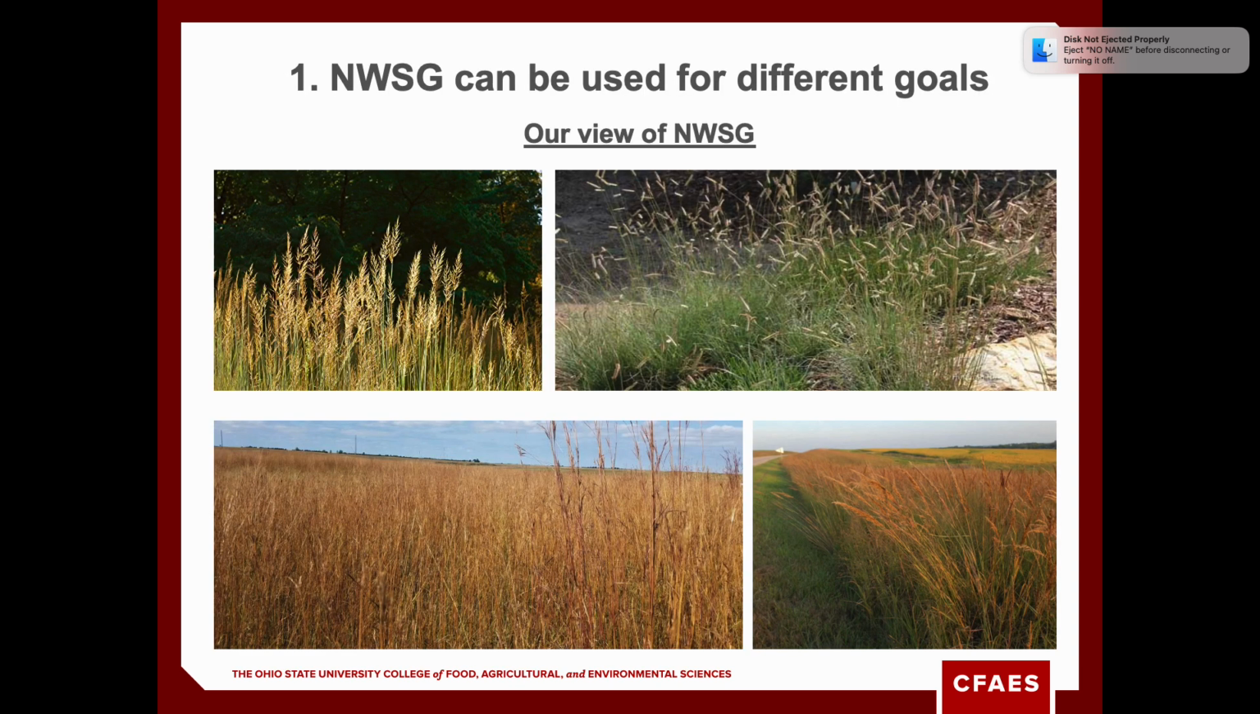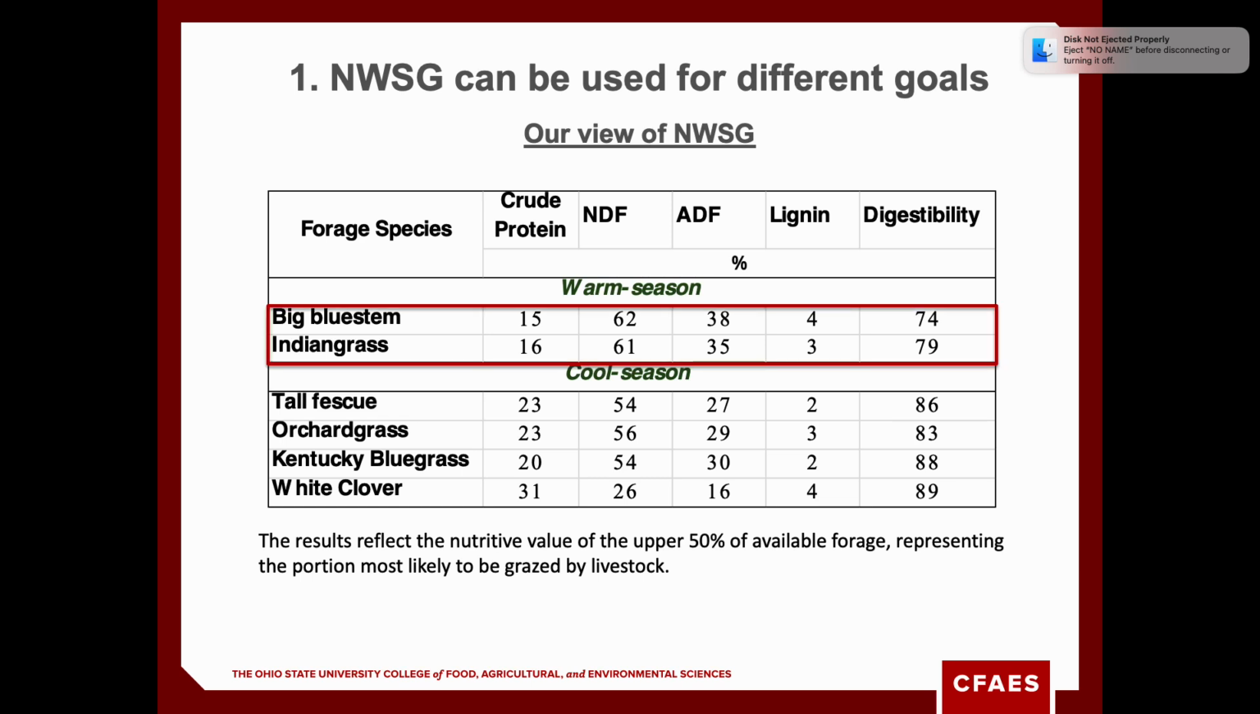So first thing, when I talk about native warm season grasses, this is how we imagine them. A lot of growth, a lot of stems, a lot of dead material, and seed heads. So we think generally that they have a very bad quality. However, as Dr. Chavigado already showed you, this is actually not true. They are flexible. You can manage them according to different strategies. So for this example, big bluestem and Indian grass, protein levels of 15–16%, digestibility of almost 80%. This is quite good quality for a warm season grass, right?